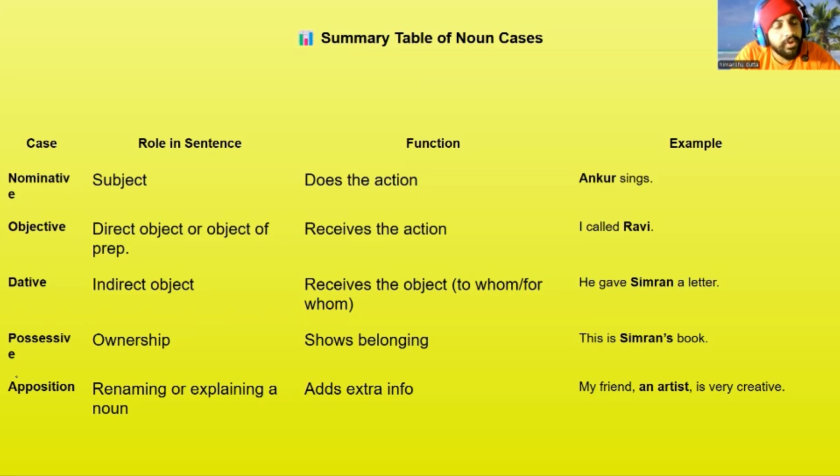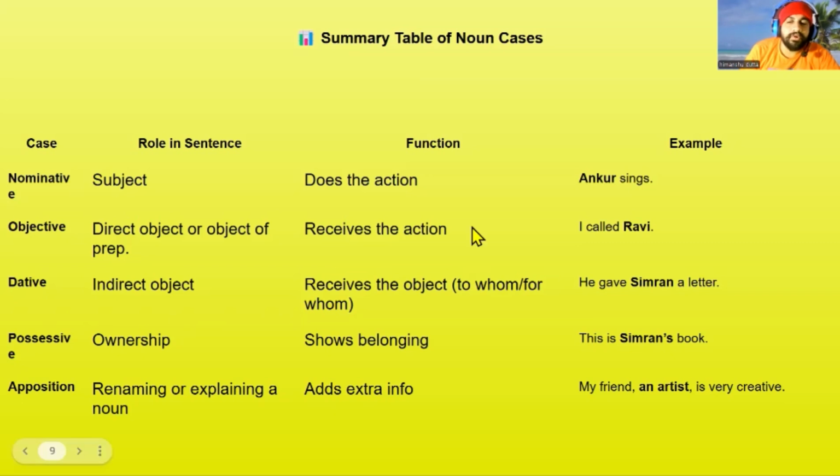This is Simran's book. Or there is another case, that is case in apposition. I told you that when we add something to the previous noun or pronoun and add extra information, saying the same thing, talking about the same person, like my friend, an artist, is very creative. We are talking about the word artist and my friend, both are same, but I'm adding some information to my subject, my friend, with the word an artist. So that's how it is. My friend, an artist, is very creative. We can simply say that. And that's how it is.